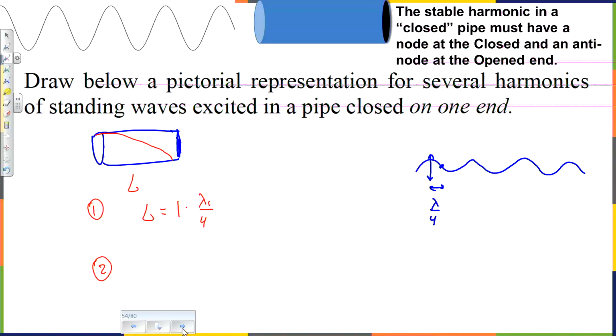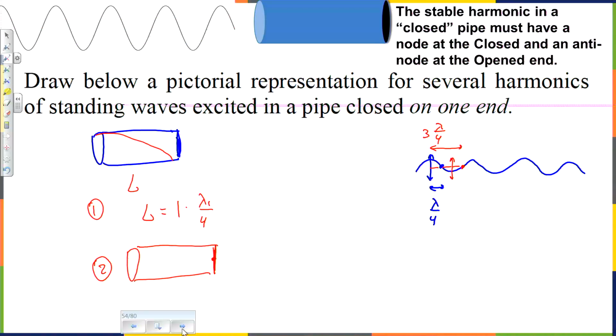Now, the tricky part is we cannot move to the next antinode. We can't. It's forbidden, because we must have a node again. So the next possible point is this. And this is not a half of a wavelength. What part of a wavelength is this? 1/4, second, third. 3 quarters of a wavelength could be fit in the same pipe. So we shrink the wavelength. The wavelength decreases, which means frequency increases.